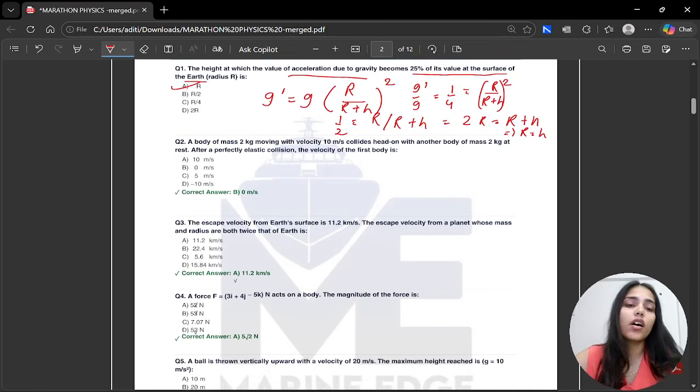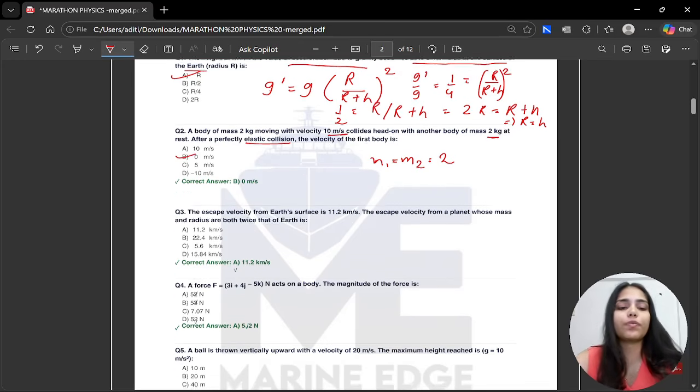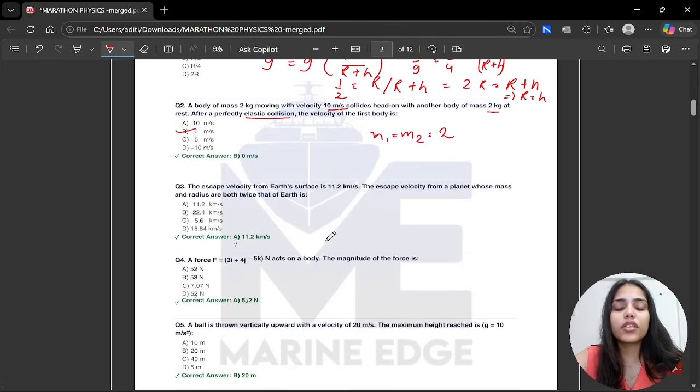Now moving forward. A body of mass 2 kg moving with the velocity of 10 meters per second collides in a head-on collision with another body of mass 2 kg at rest. Now as we can see, both masses m1 and m2 are equal, that is 2 kgs. And it is a perfectly elastic collision. So there is no loss of kinetic energy. So whatever initial energy was in the first body will get completely transferred to the second body. So after the collision, the velocity of the first body will become 0 and the velocity of the second body will become 10.